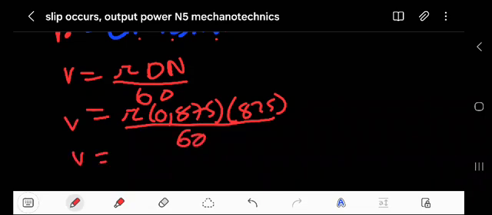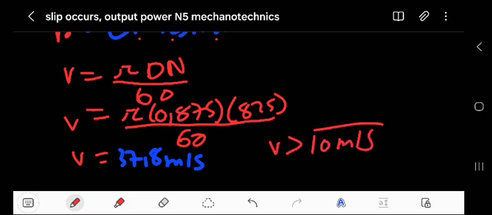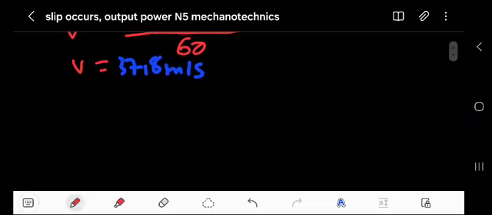What is the velocity? It is 37.8 meters per second. So this value is huge. This velocity that we get is greater than 10 meters per second. Since it's larger than 10, we'll consider what? TC. So it's important to calculate velocity first, so that you'll know we're supposed to include TC, right?